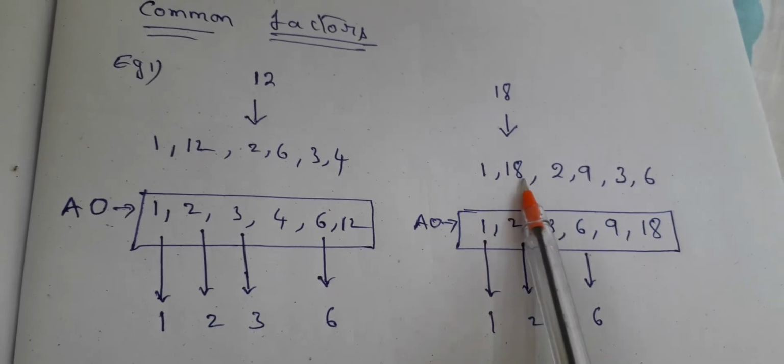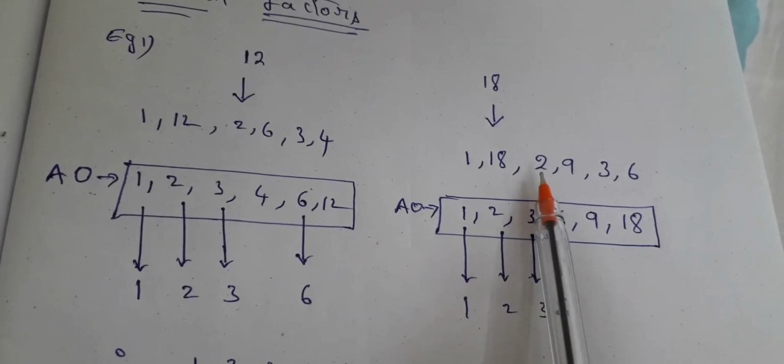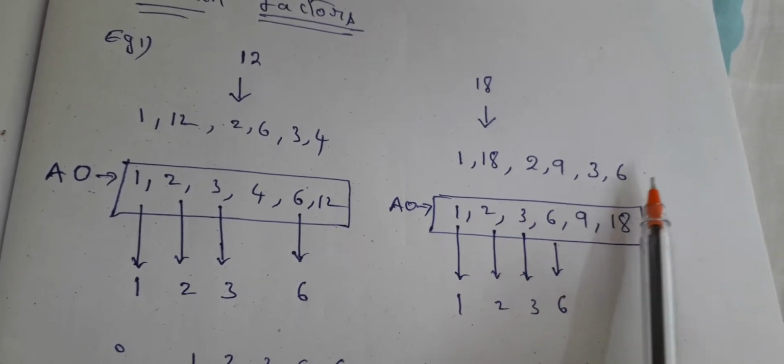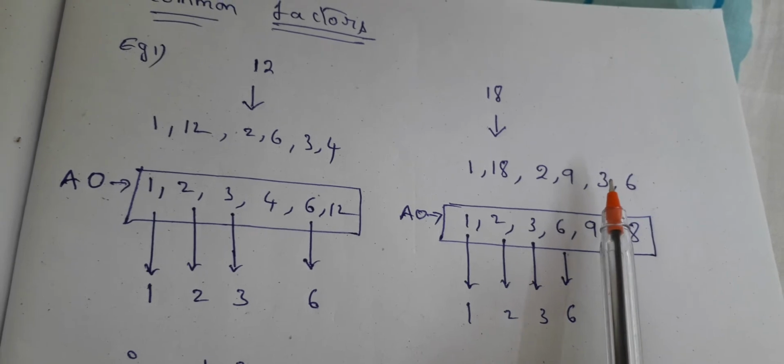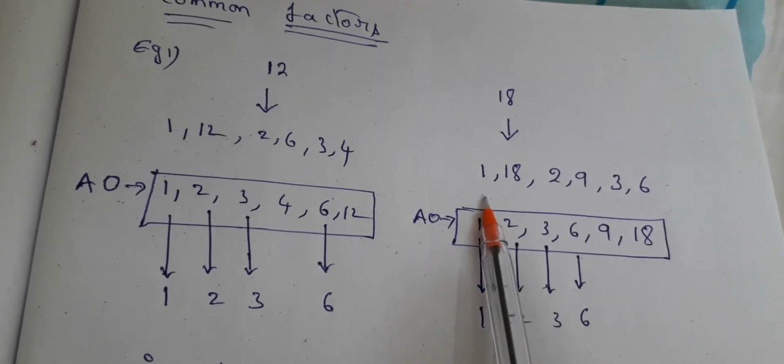So now 1, 18, 1 and itself. Then afterwards in the 2 table, 2 9s are 18, then 3 6s are 18. In the fourth table we won't get it, in the fifth table we won't get it. So these are the factors of 18.